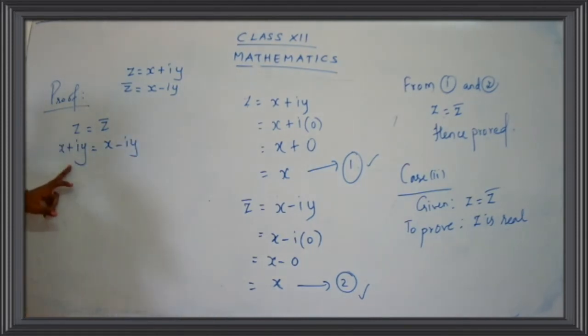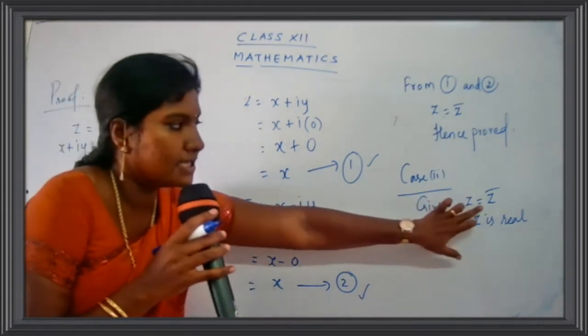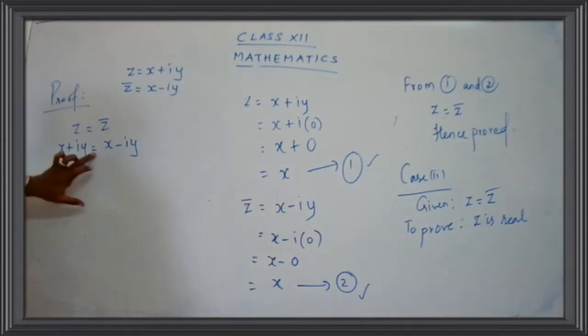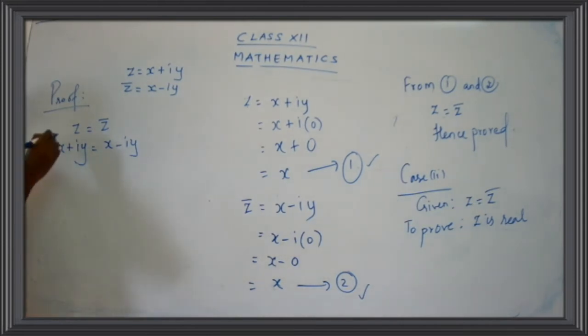I have started with the given part. What was given? Z is equal to Z bar. So X plus iY is equal to X minus iY. Now what are you going to do here? You are going to cancel the same term. Do not cancel iY because this is with the positive sign and this is with the negative sign. So we cannot cancel that term. We can cancel X and X because here it's a plus X, here it is a plus X.